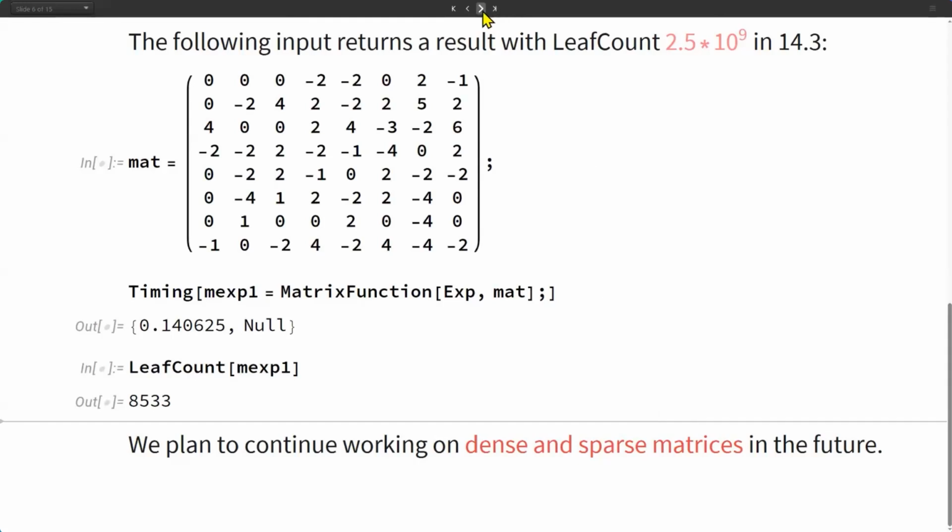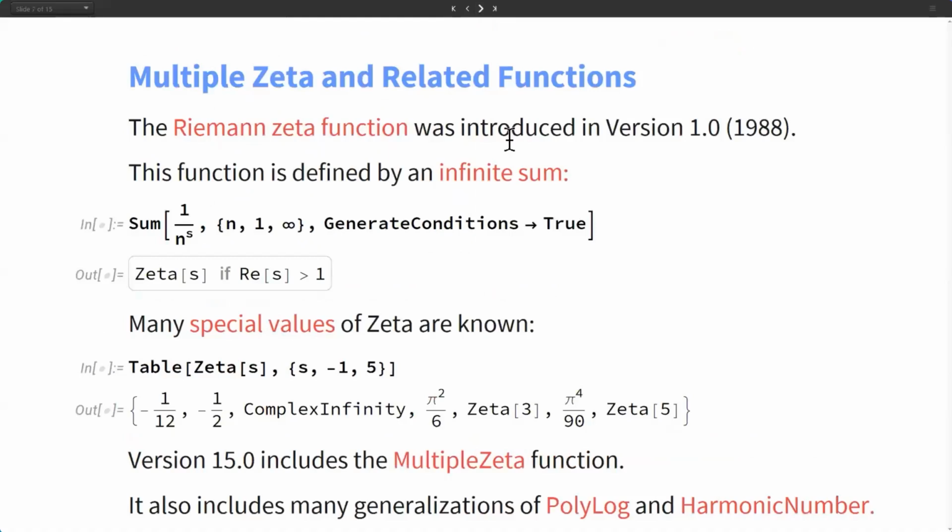Okay, so on to special functions. We'll talk about the multiple zeta functions, but let me just recall that the Riemann zeta function has been around forever, since version 1.0, and this function is defined by an infinite sum. So it's the sum from 1 to infinity of 1 over n raised to s. s is the parameter over here, and I've put GenerateConditions to True, so we get back the convergence condition, which is that the real part of s should be greater than 1.